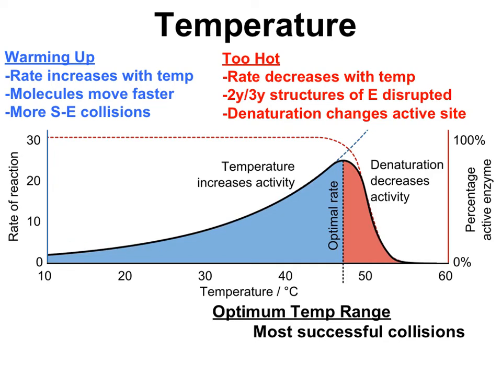Somewhere in the middle, we hit the optimal temperature. This is when there are the most successful collisions between enzyme and substrate. But you can see that once the temperature increases over the optimum temperature, bad things start to happen. And we can explain this by talking about how molecules move. Besides molecules moving around and colliding with one another, molecules actually have internal movements inside of their structure.